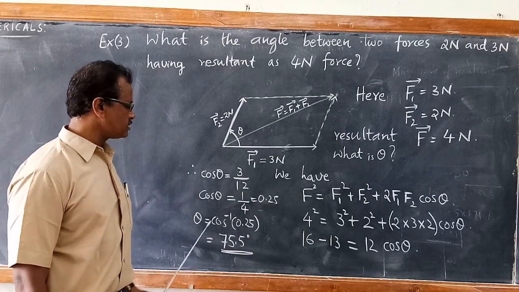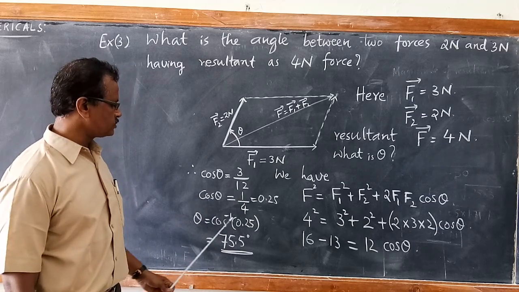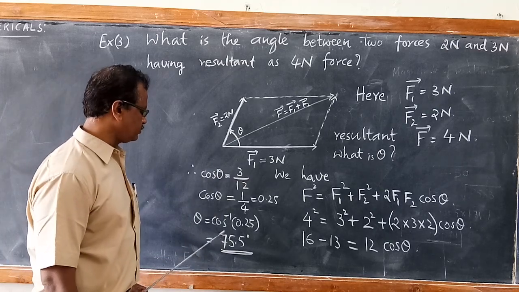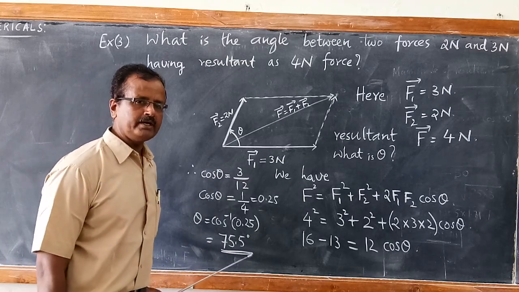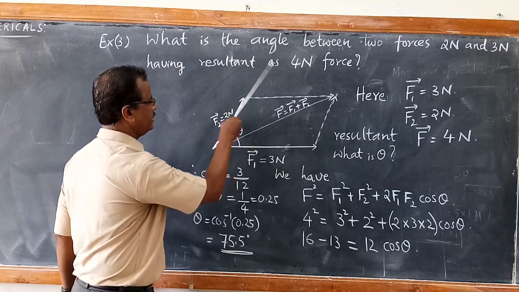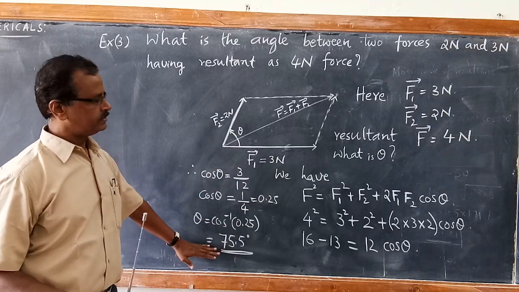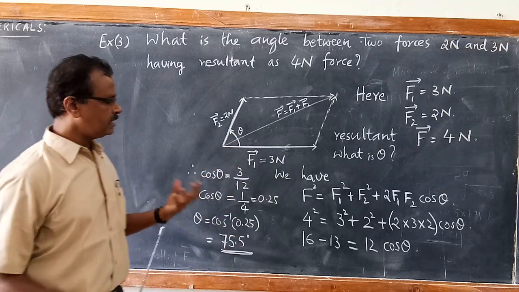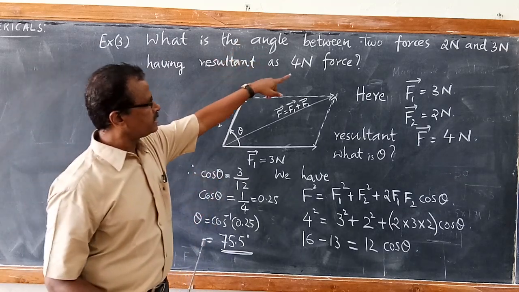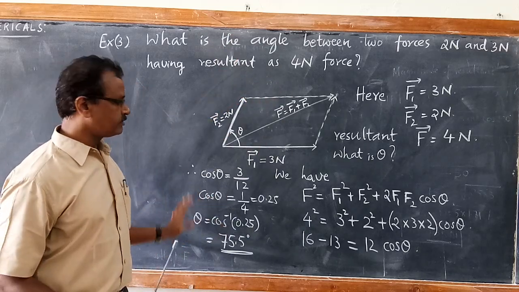So cos inverse of 0.25 gives us the angle theta. So angle theta is equal to cos inverse of 0.25. If you refer from the table, we get the theta value to be 75.5 degrees. Meaning the angle between these vectors F1 and F2, this angle theta, is 75.5 degrees. This is how we find the angle between two vectors if the vectors 2 Newton and 3 Newton and the resultant force are given.